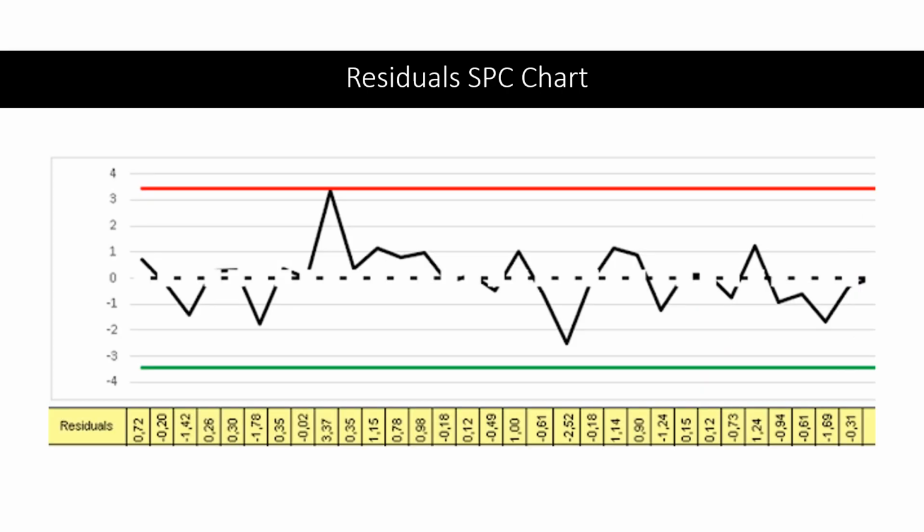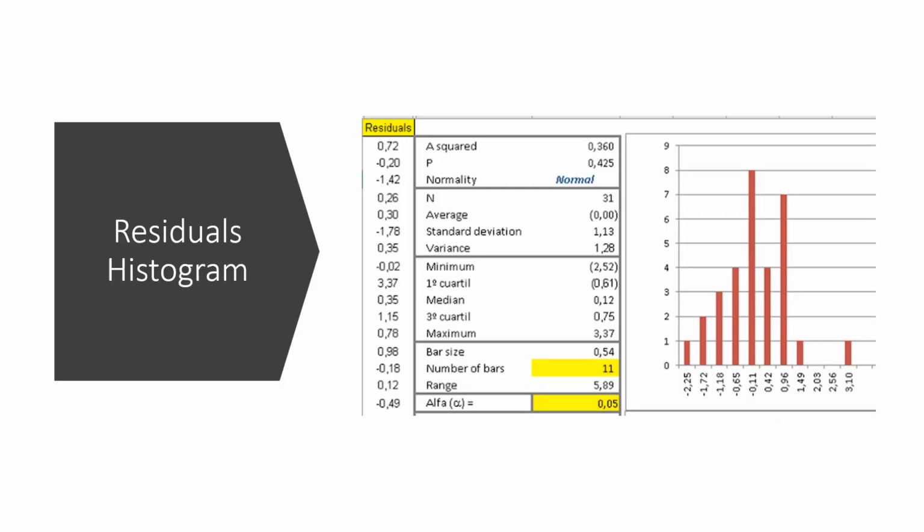In this SPC chart, we see no out-of-control symptoms, so it meets these conditions. The second condition is that the average of the residuals is close to zero, and they follow a normal distribution. We notice the average is zero, and the p-value of the Anderson-Darling normality test is 0.42, well above 0.05, so it is normal. This validates our mathematical model.